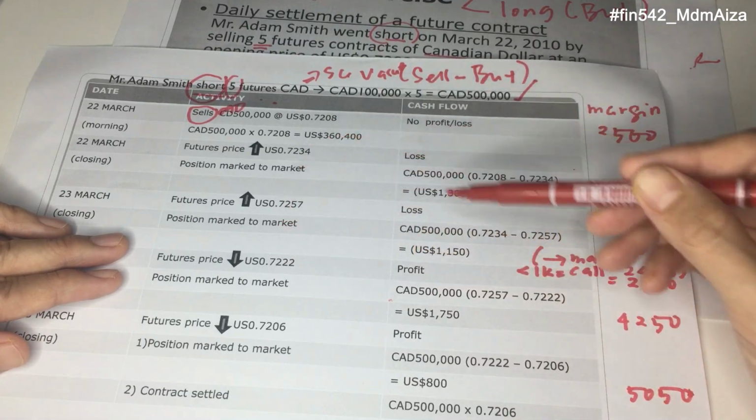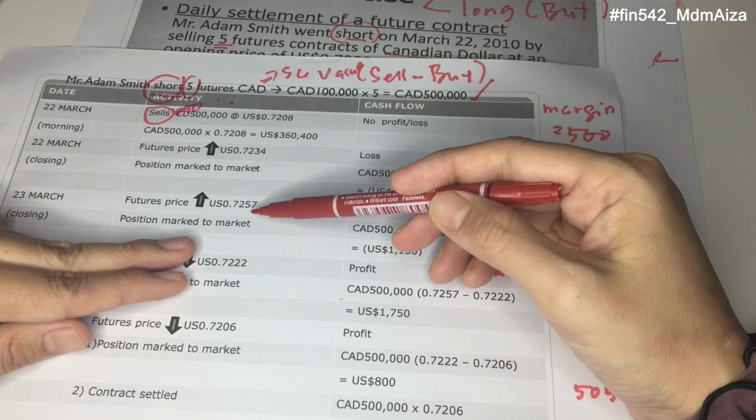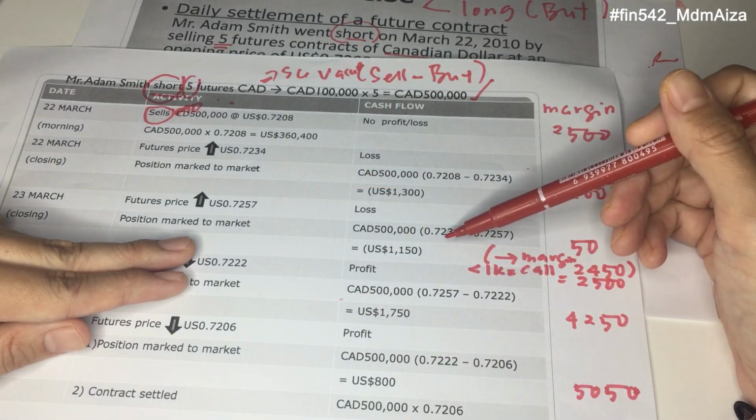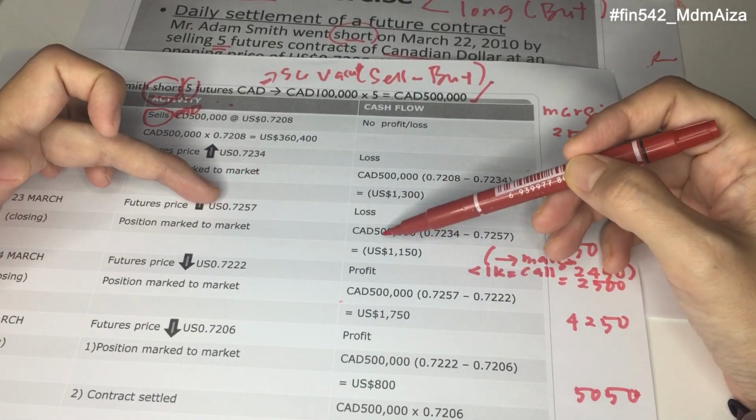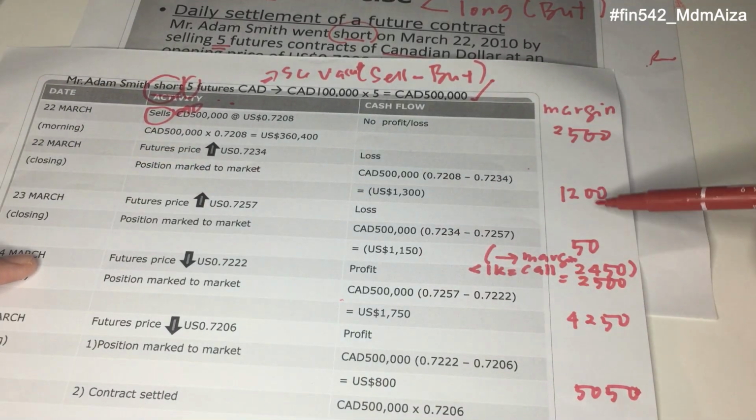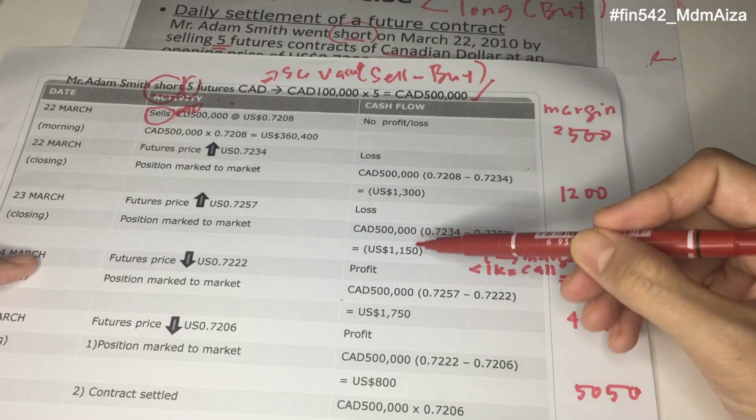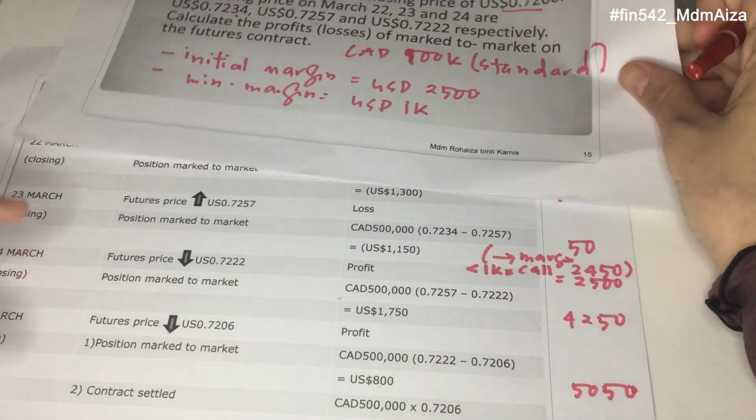Okay, so rule of thumb here, again, if you sell at 7234 and when you buy it would be 7257, means you will incur loss. So again, upper minus lower, 7234 minus 7257 times the standard, you will have a loss. Okay, we got a loss of 1,150. So for the margin, we take 1,200 from the day before, and then we minus 1,150, and then the balance of margin only has 50 USD. So what happened?